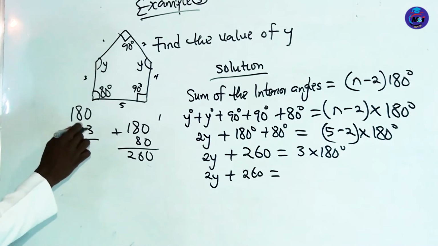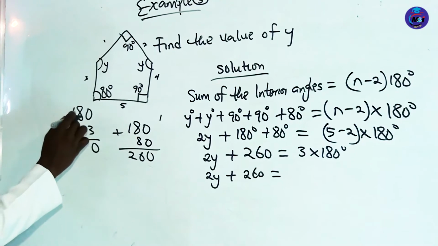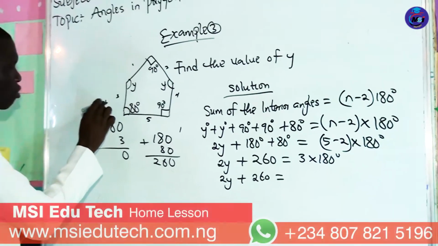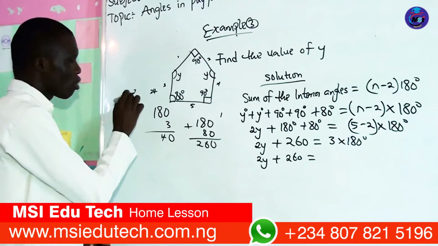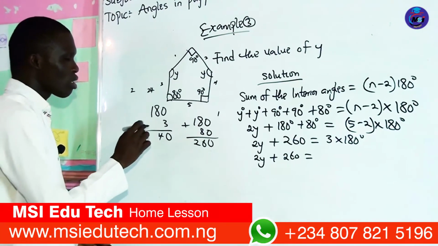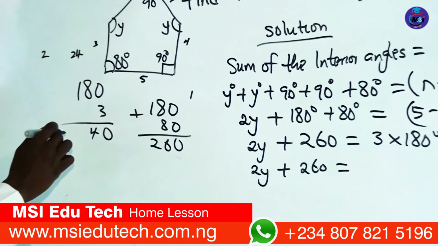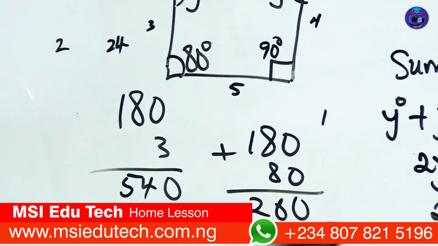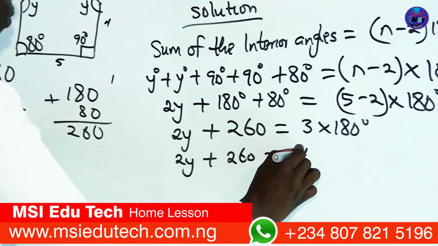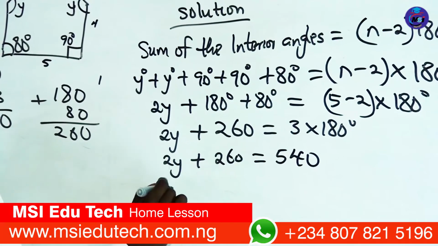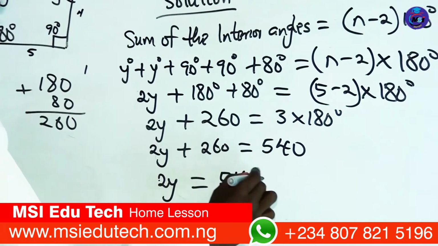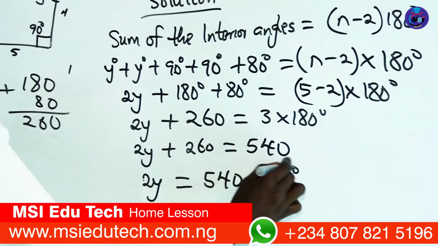Okay, 3 times 0 is 0. 3 times 8 will give us 24. Am I right? 24. 4 carry 2. 3 times 1 will give us 3, plus 2 will give us 5. So we have 540. Okay, 2y will be 540 minus 260.